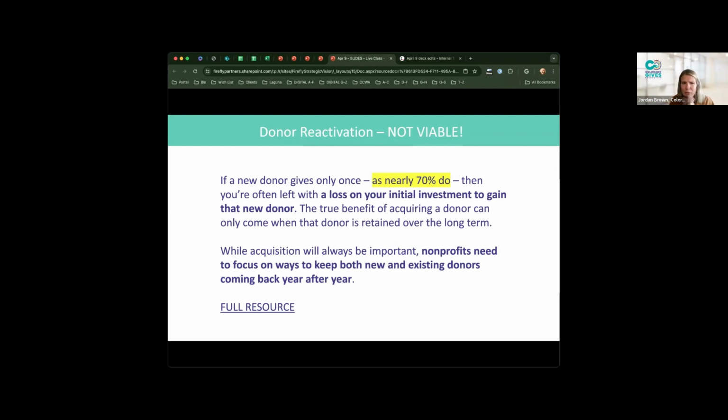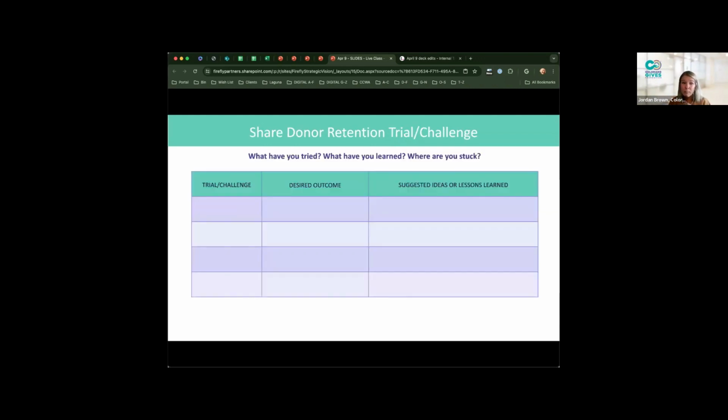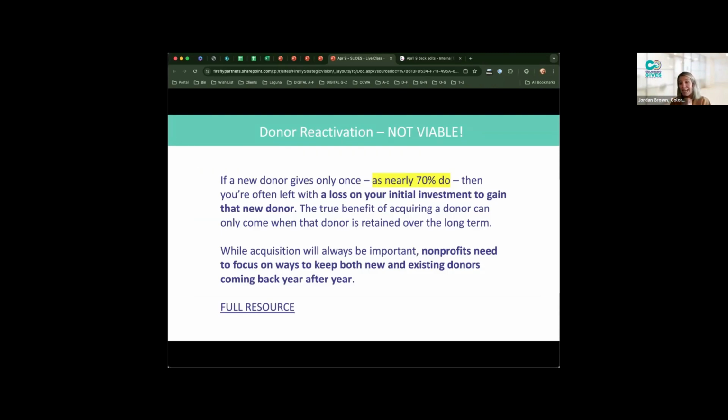And this was interesting to me. Nearly 70% of new donors only give once, which means you lose out on your investment from getting that donor in the door. So again, just reaffirming the fact that nonprofits need to focus on ways to keep both new and existing donors coming back. And while reactivation can be a piece of the pie, it's definitely not a big piece. It's like an afternoon snack. I did link a full resource here that talks specifically about retention and ideas around reactivation, so please do click on that.